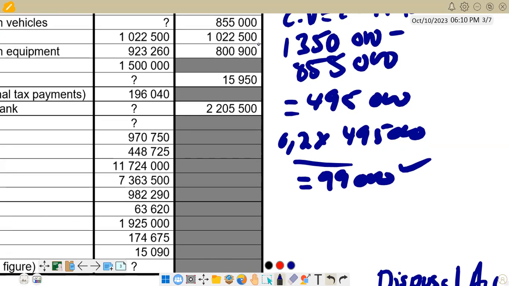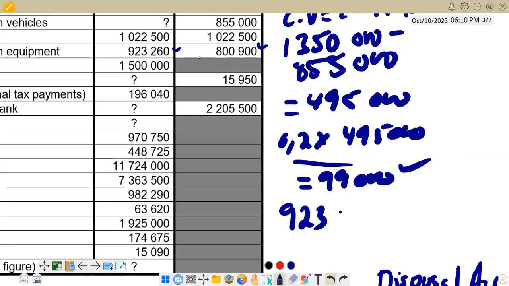This is accumulated depreciation for equipment at the beginning, and this one is at the end. So to find the depreciation, we are simply going to say 800,900, and then we subtract the other way around, because this one is the end of the year. At the end of the year, we had 923,260 after adding depreciation for the year. So this one, 923,260 is accumulated depreciation at the beginning plus depreciation for the year.